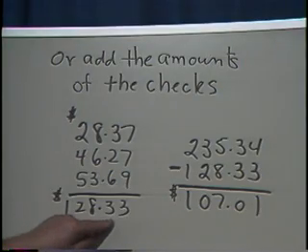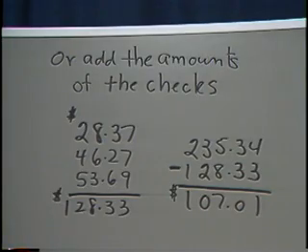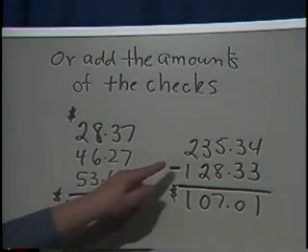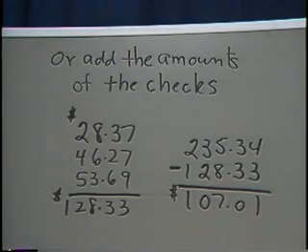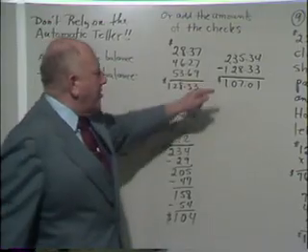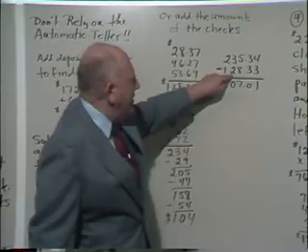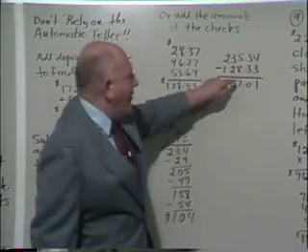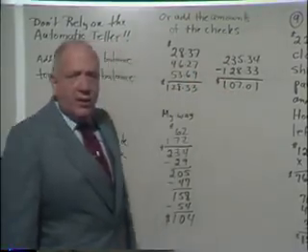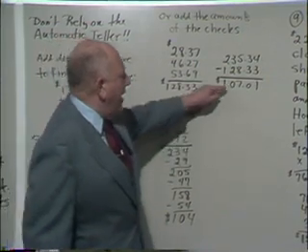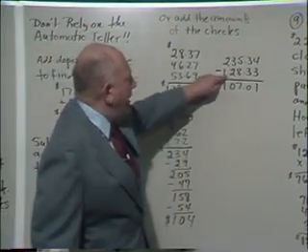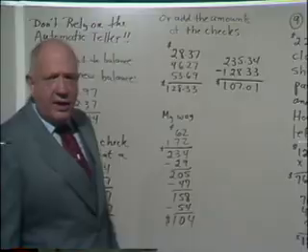All together, I'm spending $128.33. I had $235.34 in the account. So I subtract what I'm spending from what I already had, and that difference must be what's left in the bank. In other words, if I take what's left, add that to what I've spent, that should add up to what's in there now.